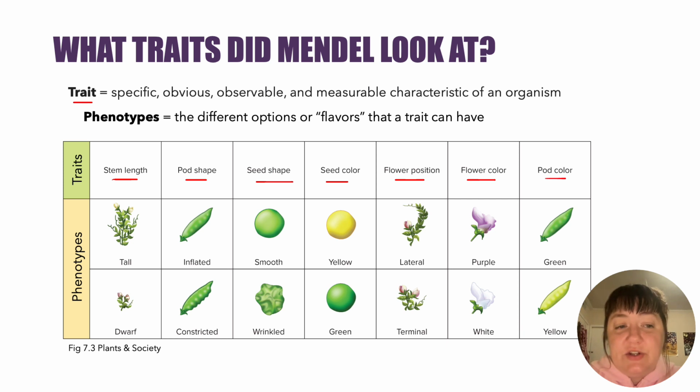And then for each trait, he saw 2 different types. And nowadays we call these phenotypes. So those are the physical characteristics, the physical manifestation of the traits. And you can kind of think of them as the different options that a trait can have, or different flavors. So all plants have stems, but some are going to be tall and some are going to be dwarf, okay? Or yellow and green for the seed color. So those are the different phenotypes, the term we're going to use.